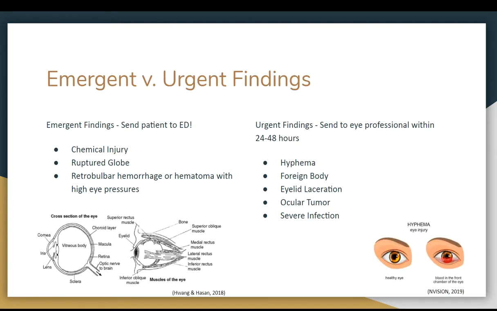So there are some findings which are emergent, and then there are some which are urgent, and these are things that you should be able to identify so that you know whether the patient needs to go to the emergency room or just to see an eye professional within the next 24 to 48 hours.